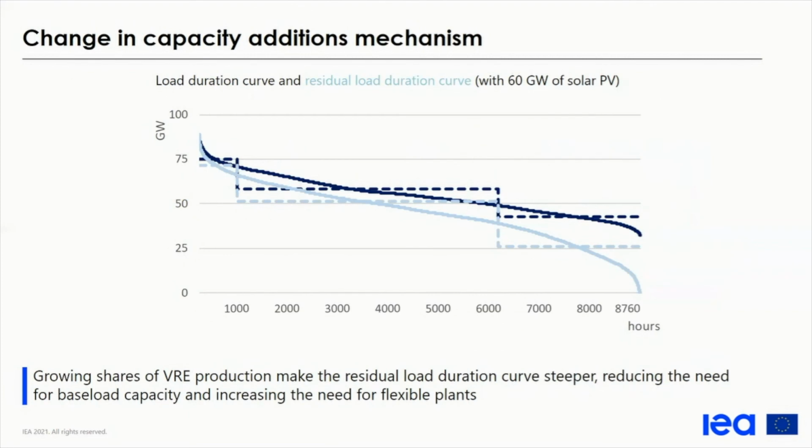We can have a clearer view of this phenomenon in this slide, where we can see how this would impact the total firm capacity needs. They do not change significantly overall, but as mentioned earlier, there are peakier needs and less baseload needs.